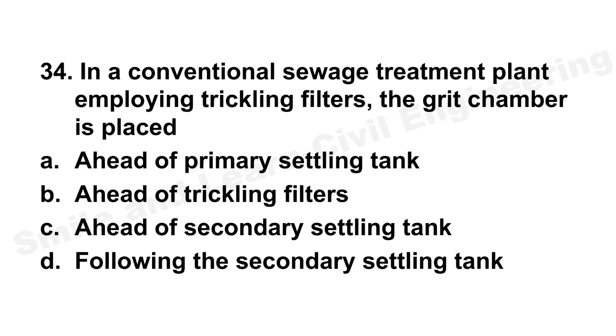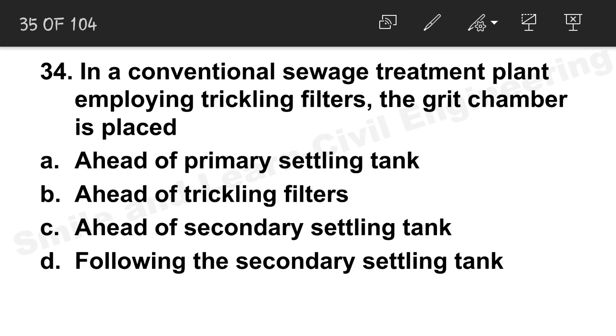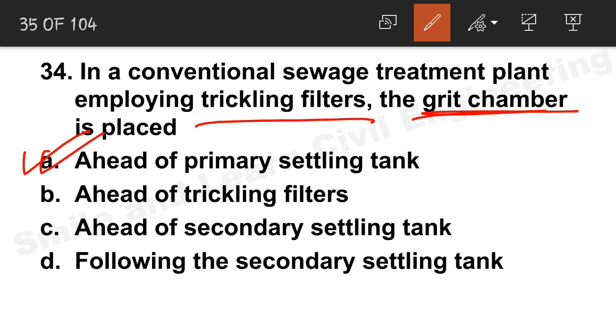Question number 34. In a conventional sewage treatment plant employing trickling filters, the grit chamber is placed. Always, whether a trickling filter is there or not, the grit chamber will be placed obviously before a primary settling tank. Option A will be the correct answer. Next, after the primary settling tank, we get the secondary settling tank.